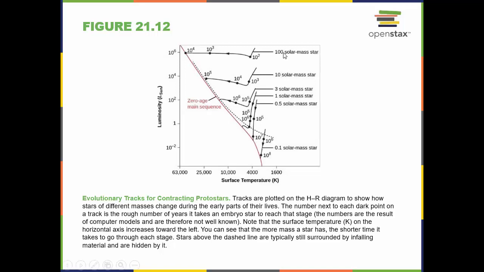So here we see a 100 solar mass star, and in about 100 years it ends up here, and in about 1,000, and then 10 to the fourth. And what we see is that as we move down, there's a 10 solar mass star and a 3 solar mass star, and down to a 0.1 solar mass star. So it's a tenth the mass of our sun.